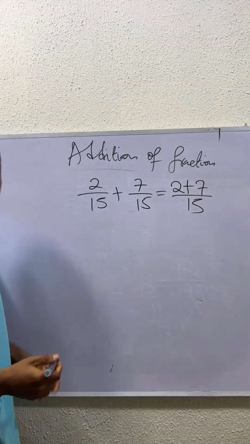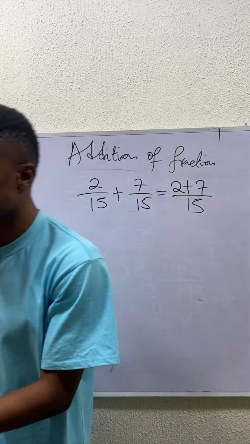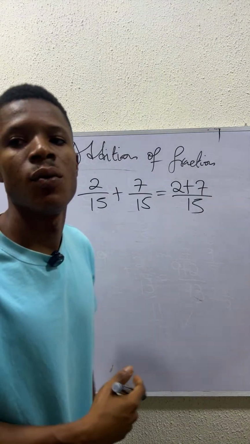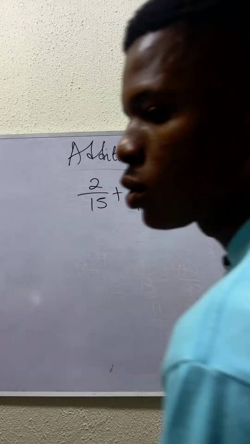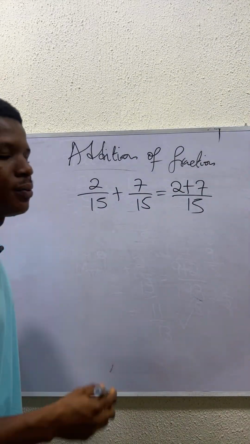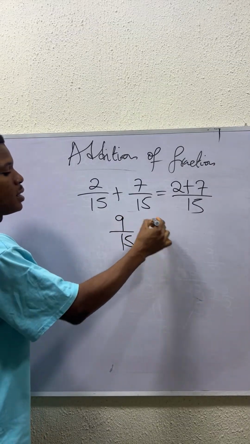Numerators. That's our rule. So in the comments, what is 2 plus 7? If you are following, what is 2 plus 7? 2 plus 7 is 9. So the answer is 9 over 15.